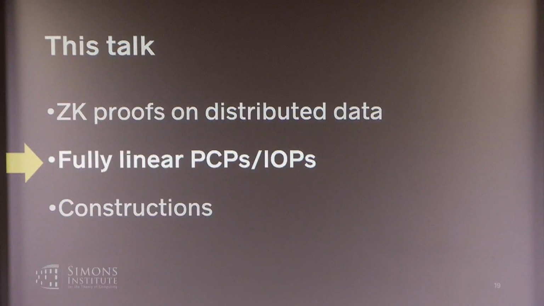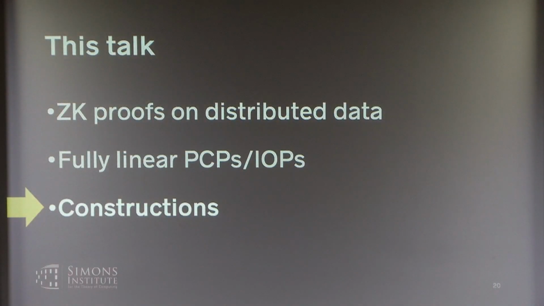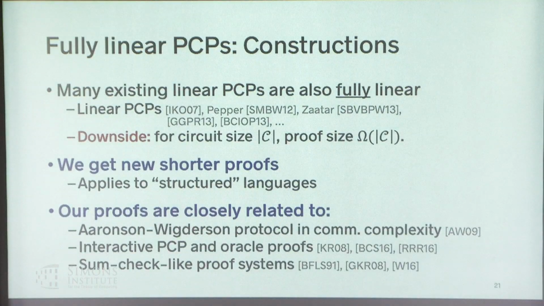Okay, good. So now let me explain how you construct these fully linear proof systems. Maybe the first thing to see is, it's either good news or bad news, but many existing linear PCPs that people use in practice are already fully linear. If you look at the original construction from the IKO paper or GGPR-style linear PCPs, the verifier only makes linear access to the input. So this is great. And these also satisfy honest verifier zero knowledge. The downside is that the proofs are large. For a circuit of size C, the proof size is C, or maybe 2C, something like this.